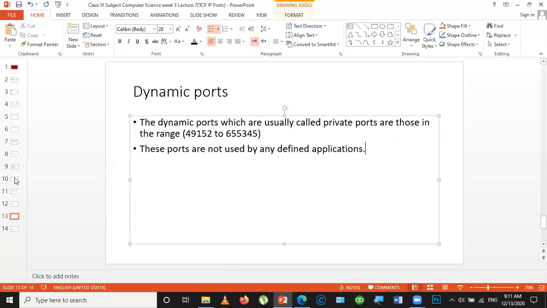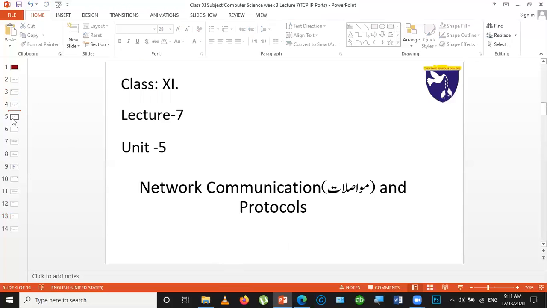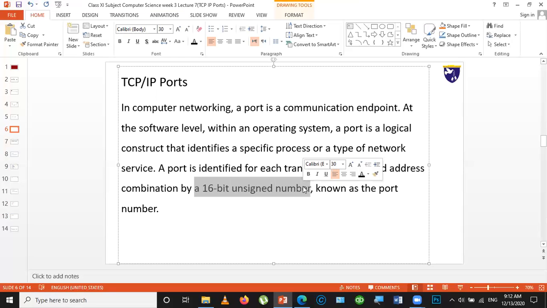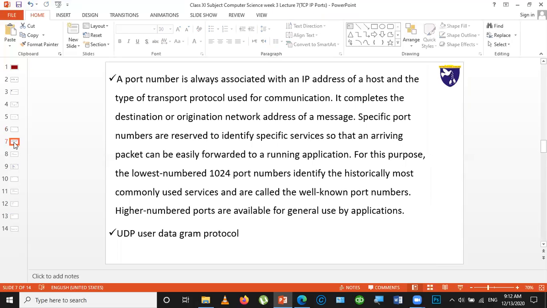So now we are going to see what we have learned today, dear students. We learned about the TCP/IP ports. These ports have specific numbers, and all these ports are used for specific operations and purposes. This is the summary of today's lecture. The port number is a 16-bit unsigned number which represents the port, and by this number we use that port. Ports are used by different applications and for different services.